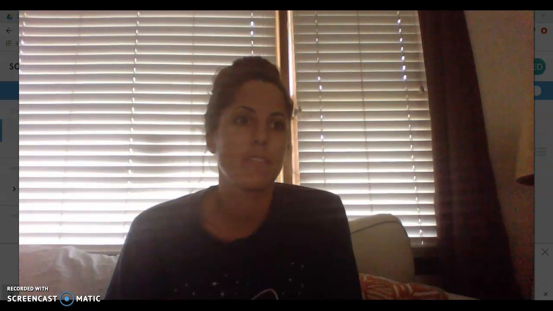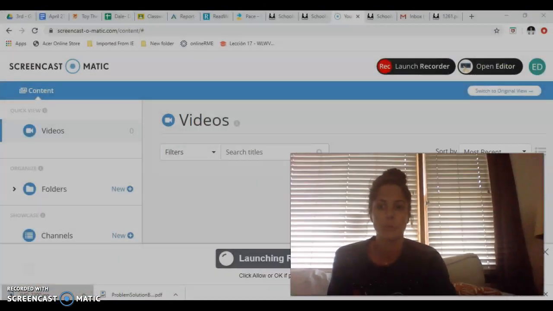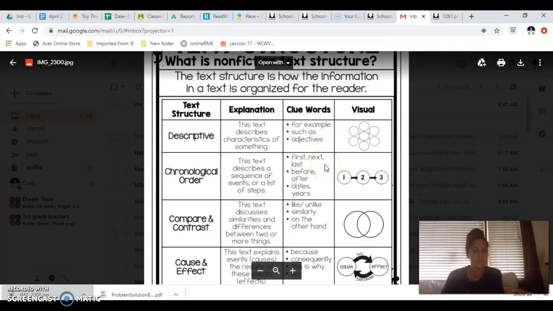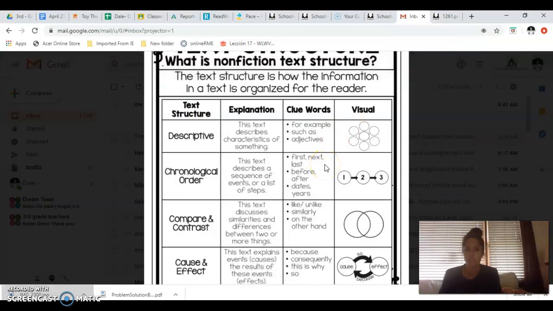Today I'm going to do a nonfiction reading lesson, and we're going to focus on text structure. And I want to see if, based on what we read about a bald eagle, what text structure you think it is. So as I'm reading, be thinking of which text structure, nonfiction text structure, you think the nonfiction passage that I read is.